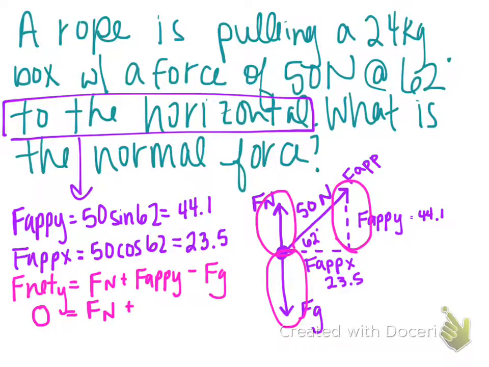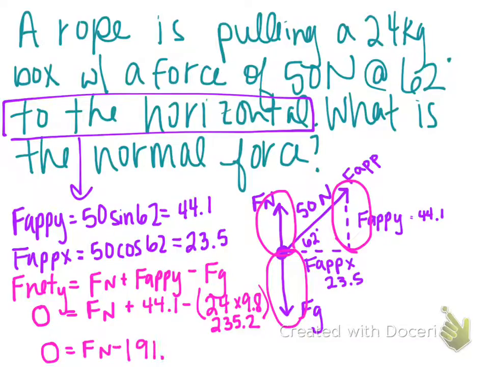Do we know what F applied y is? Yes, we do. And it is 44.1. Fg is equal to mass times 9.8. So I'm going to plug in here 24 times 9.8. Okay, so I'm going to take 44.1 minus 235.2. So I get 0 equals normal force minus 191.1. To solve for normal force, all we do is add that to the other side. So our normal force is equal to 191.1 newtons.